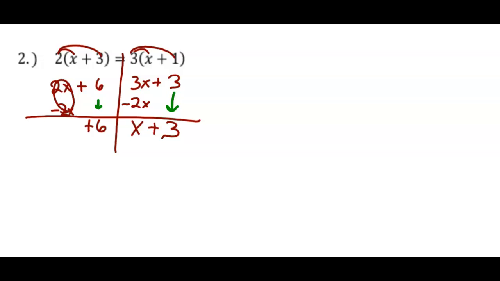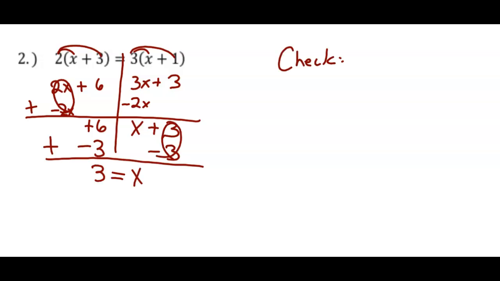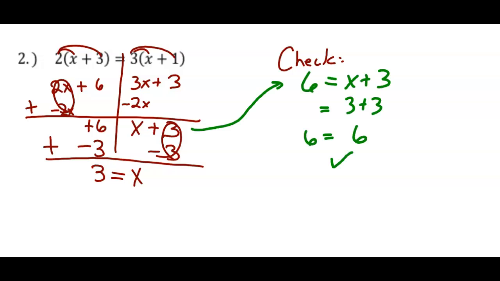Now I need to move this 3 to the other side, because it's with the x, and I want x by itself. So what do I need to add to 3 to bring it to the other side? Negative 3. That will zero out. Then I'll do the math on the left side: 6 plus negative 3 is positive 3. So x equals 3. Do your check. You put your 3 in for your x. 3 plus 3 is 6. 6 equals 6. Fantastic.